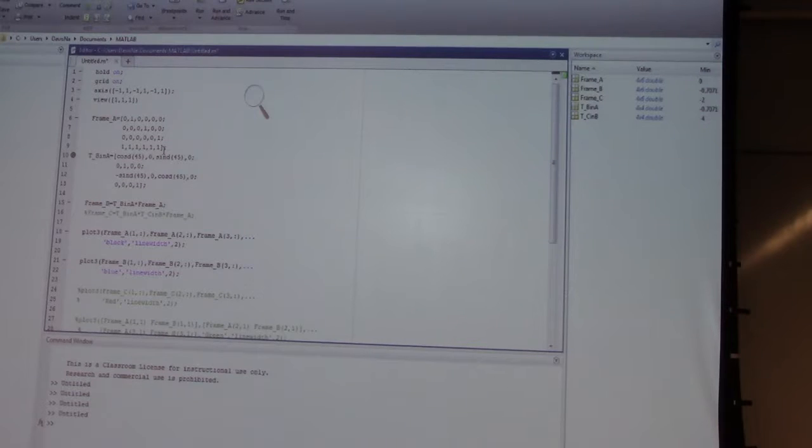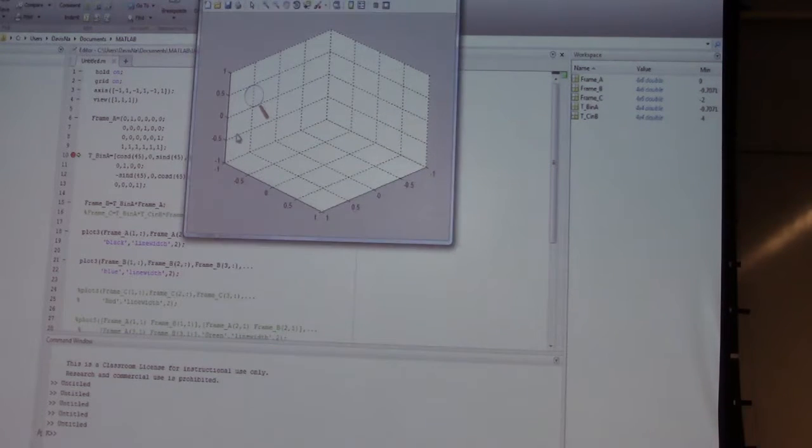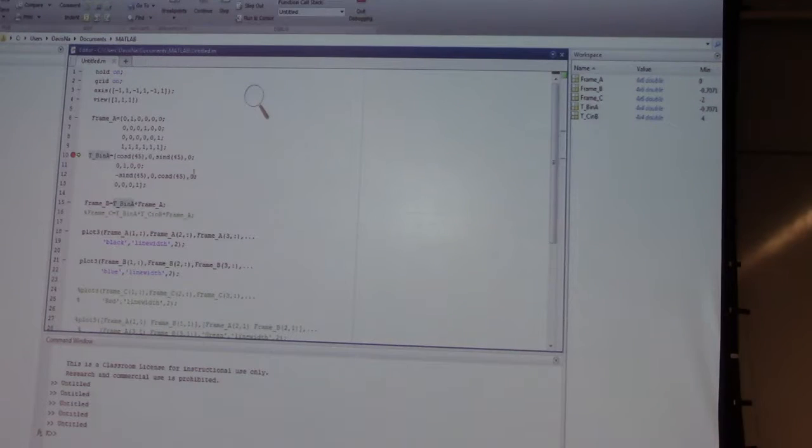Okay, so this is a rotation about y. Let's see, where did I miss it there? So cosine d 0, sine d 0. What did I miss up?